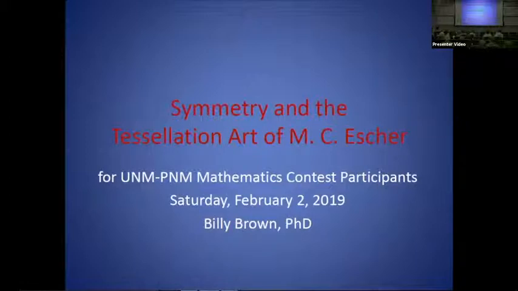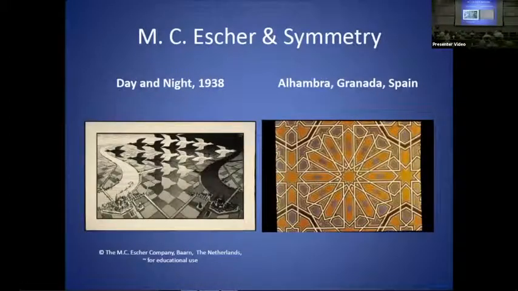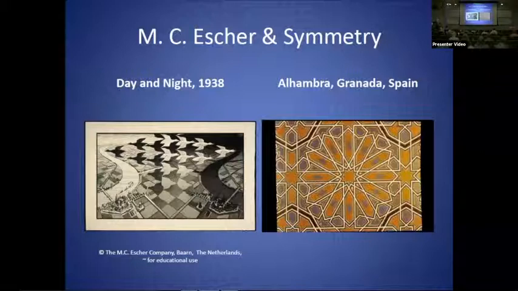So, symmetry and the tessellation art of MC Escher. On the left, you see one of the most famous Escher designs called Day and Night. Most of the copies that he made of this, which were probably in the hundreds, were black and white, but there is one that he made that's blue and black, which is in this second panel back here. That is not an original, it's a poster.